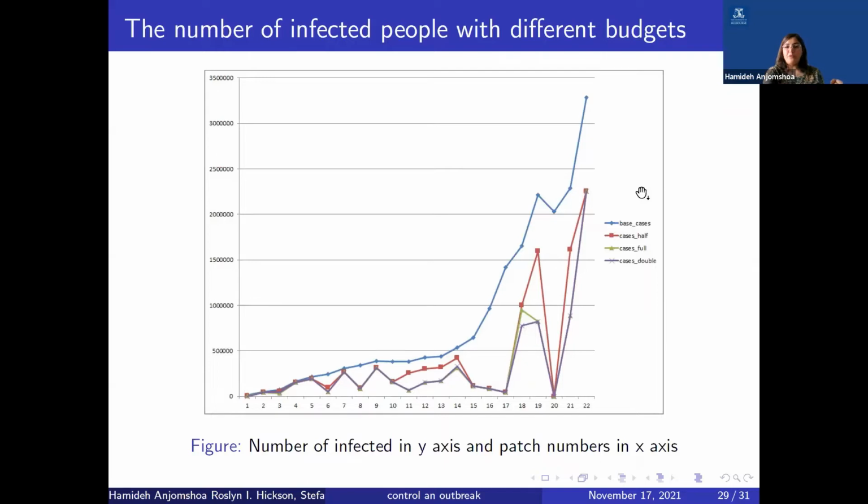If we have half the budget in red, the current budget, and double the budget in purple, how does that play out on the number of infected? We can see, for example, this particular patch 19, I think, that when we apply a budget, it's observing that budget. That's how it looks.